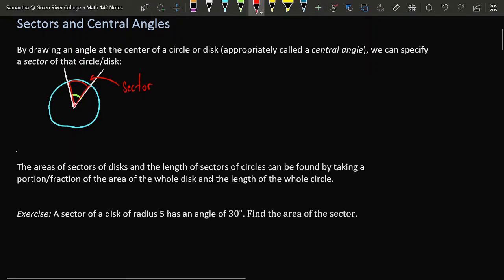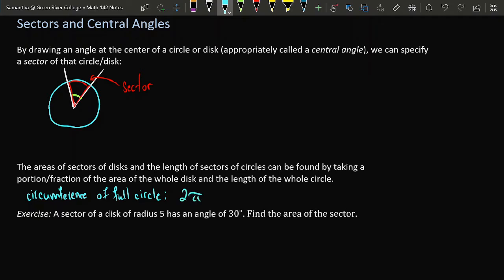So let's recall that the circumference of a full circle depends on the circle's radius, depends on the circle's size. The circumference of a full circle can be found by taking 2 times pi and multiplying it by the circle's radius, r. The area of a full disk can be found by taking pi, just pi, and multiplying it by r squared.